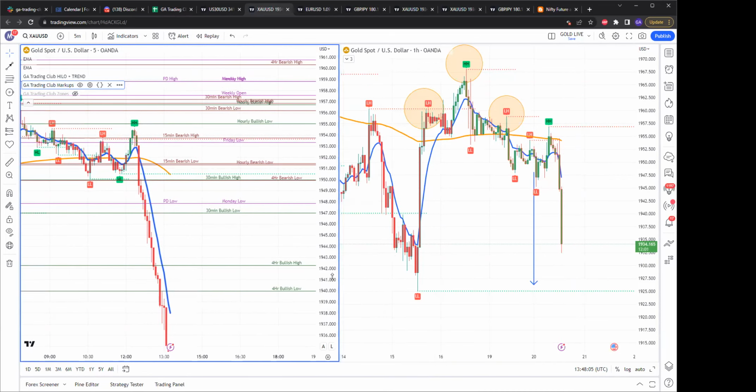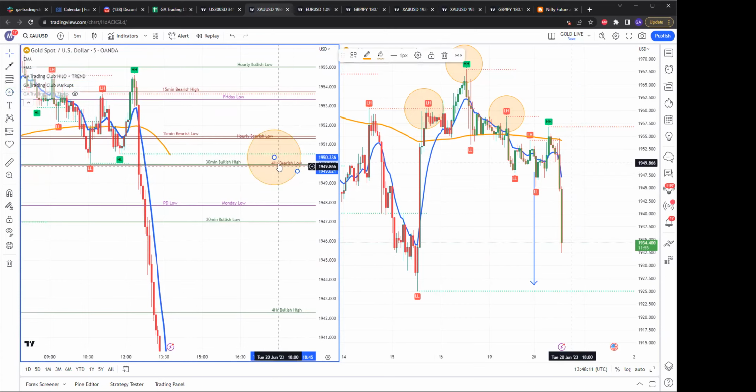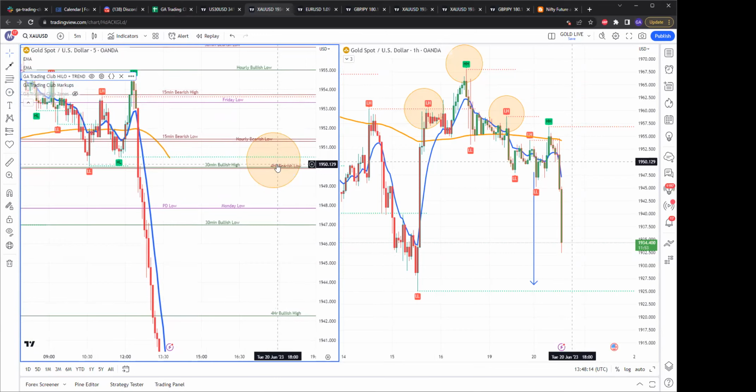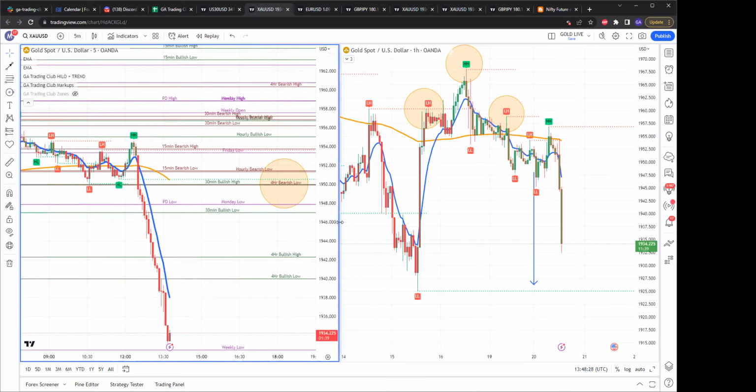Now, what I'm looking at here at that drop is this 4-hour bearish low. So I'll just mark up this 4-hour bearish low. When I see this 4-hour bearish low, it literally overrides everything else that I'm seeing on the chart. So when I looked at this, it overrides the 30-minute bullish high, overrides all of these other things, because the 4-hour is the highest time frame order block we have right here.